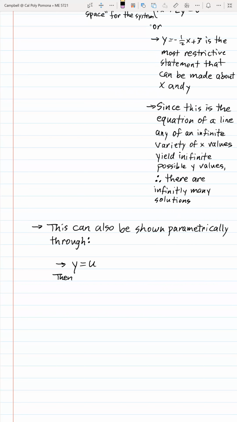And then we can, of course, see that U is equal to -1/2 X plus 3. We can rearrange this. U minus 3 is equal to -1/2 X. And then we can say that X is equal to -2U plus 6. And of course, this can be seen graphically.